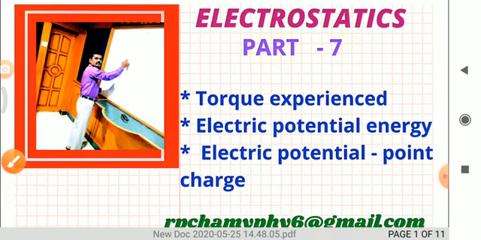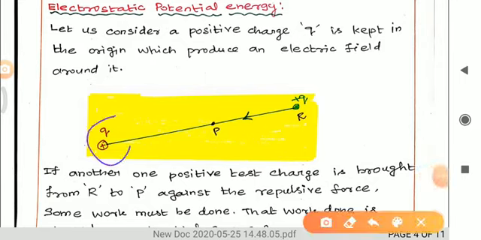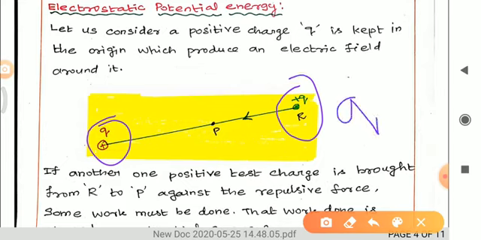Here we are considering two point charges: one is the source charge, and the other is the test charge. In this diagram you can see a point charge plus q, a positive charge. Another point charge is plus q dash, the test charge. Due to the positive source charge, an electric field is produced directed outwards.